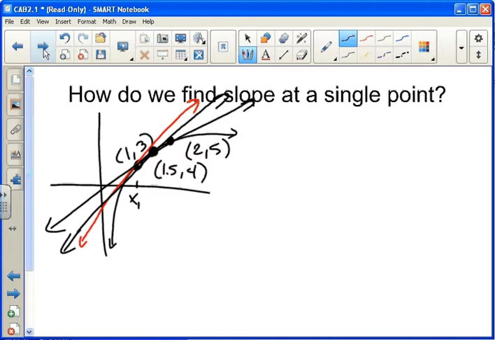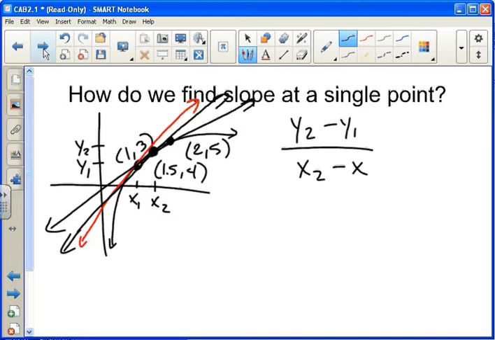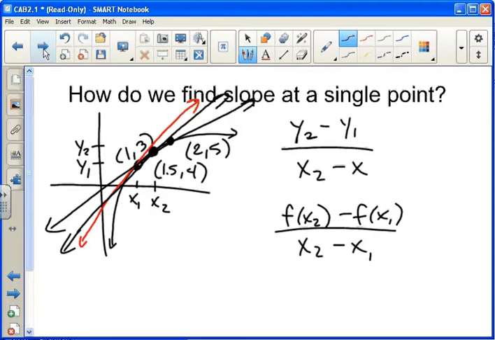We know to find slope, at least up to this point, we needed the slope formula. Okay, well, just for the sake of making this look like they always make it look, instead of using x1 and x2 and then y1 and y2, I'll leave that there, we're going to use f of x2 and f of x1. Now that's identical, it's just a different way to write it, because f of x is the same thing as y. You still have y values on top and x values on the bottom.